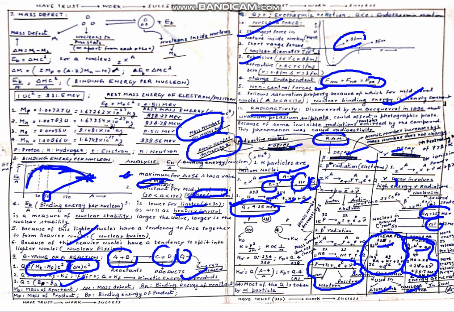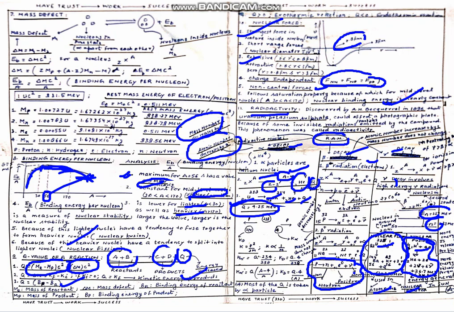So this was a brief overview of the very technical things about nuclei. We covered mass defect, then found the relation, then the analysis of binding energy per nucleon, which ultimately leads to radioactivity, which is of three types: alpha, beta and gamma. In alpha, the atomic number decreases by 2 and the mass number decreases by 4. In beta, there are two types, beta minus and beta plus.